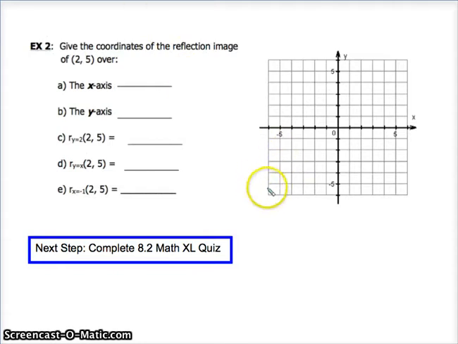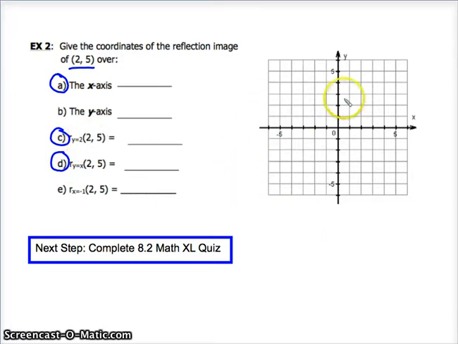Okay, so example 2, I'm going to assign a handful of these to you, and then there'll be a few that I do on my own. In each of these questions, we are reflecting the point 2,5. I'm going to go ahead and do part A. I'll also do C and D. Those are a little bit tricky. And then you'll be responsible for B and E.